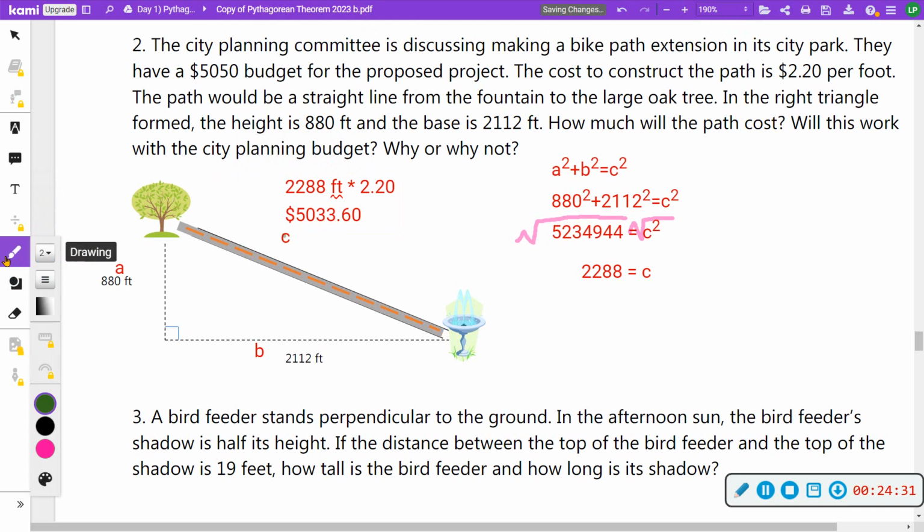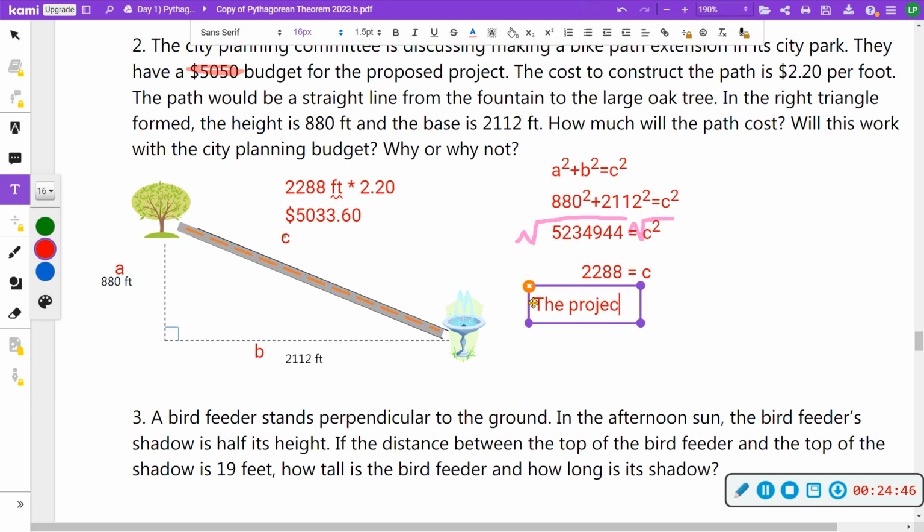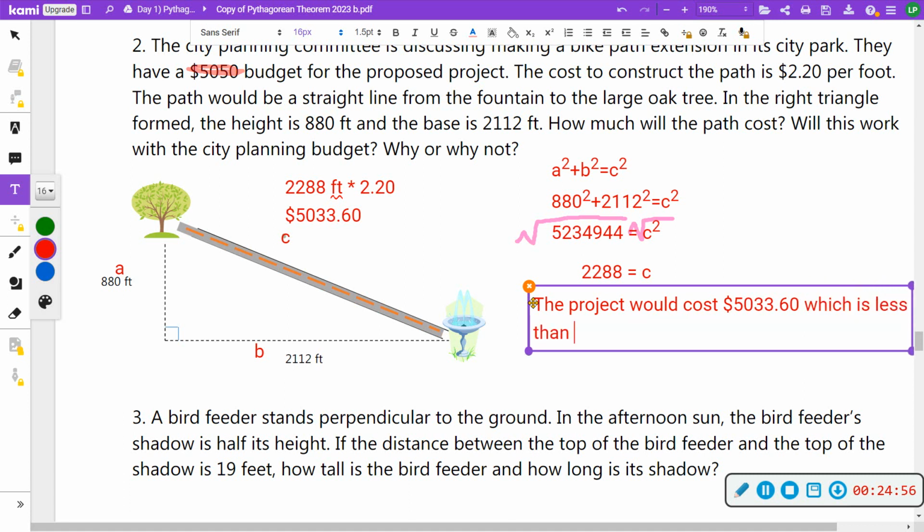Now, what was my budget? My budget was $5,050. I'm only going to spend $5,033. I came pretty close. So I would say the project would cost $5,033.60, which is less than the proposed $5,050 budget.